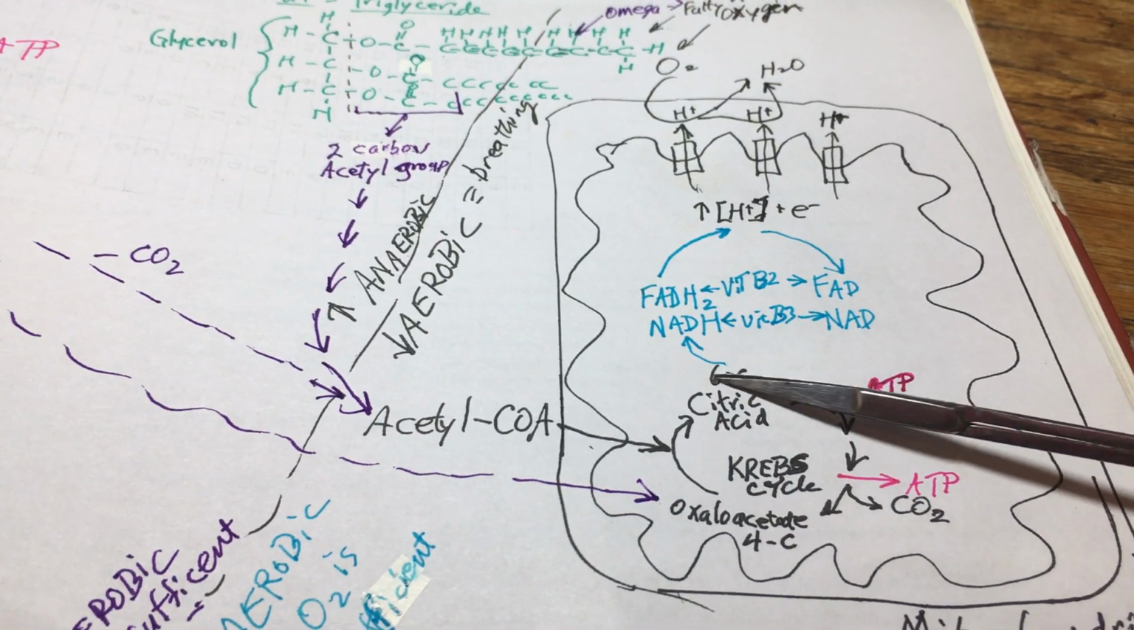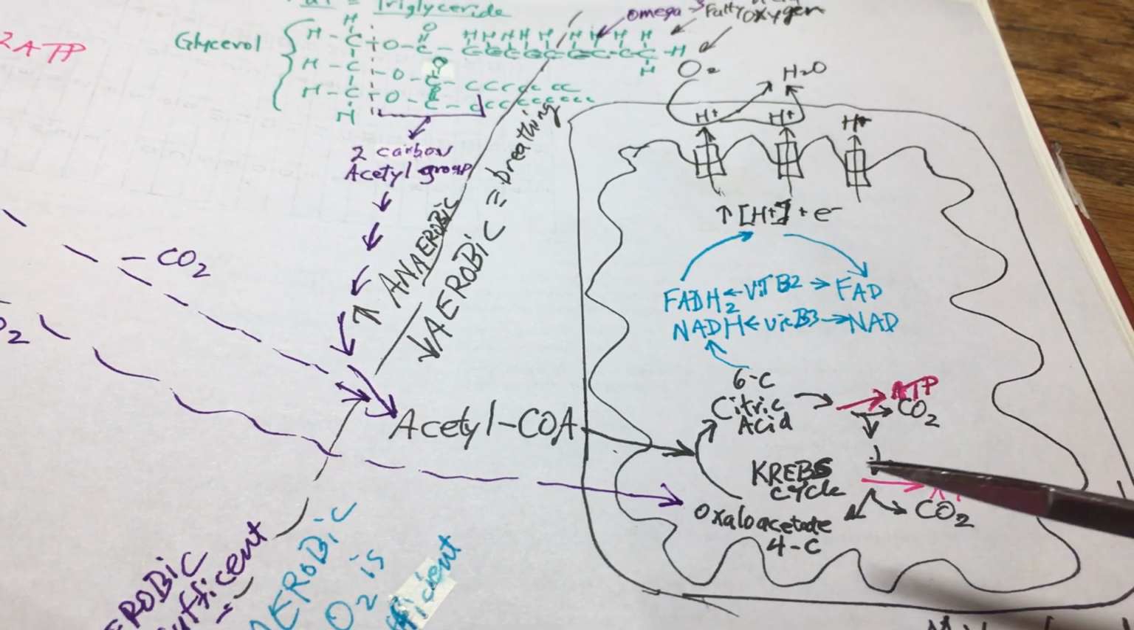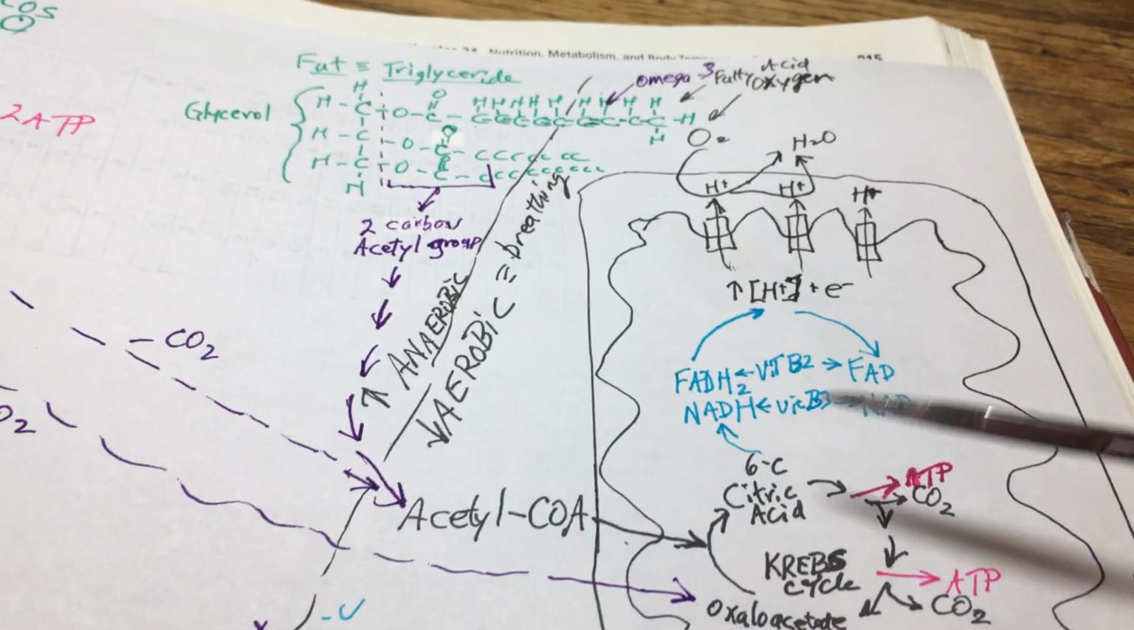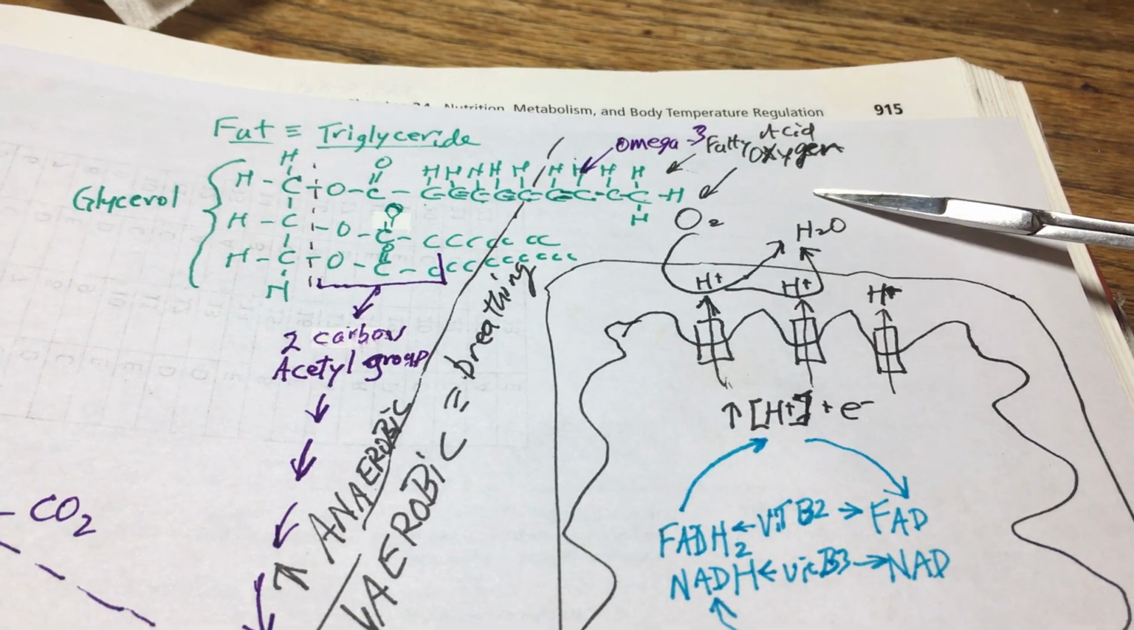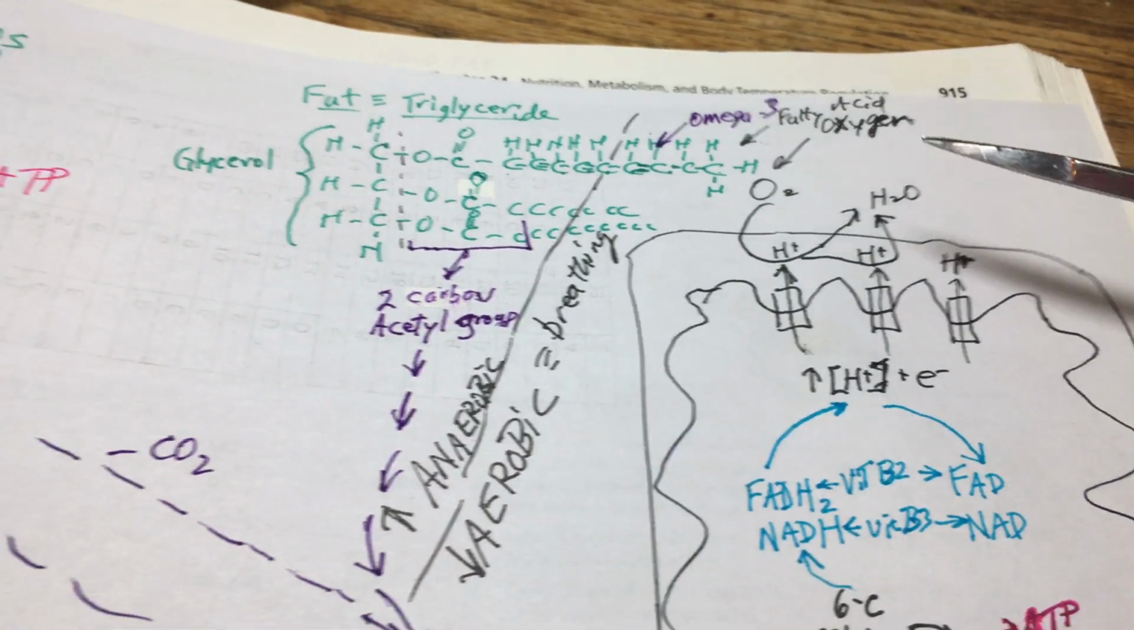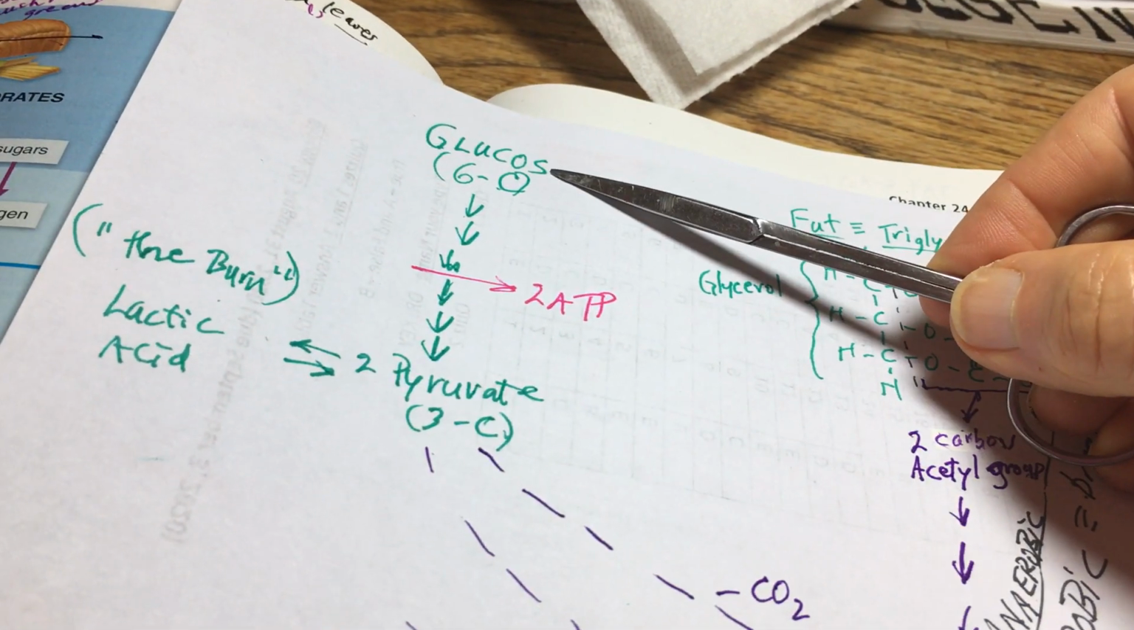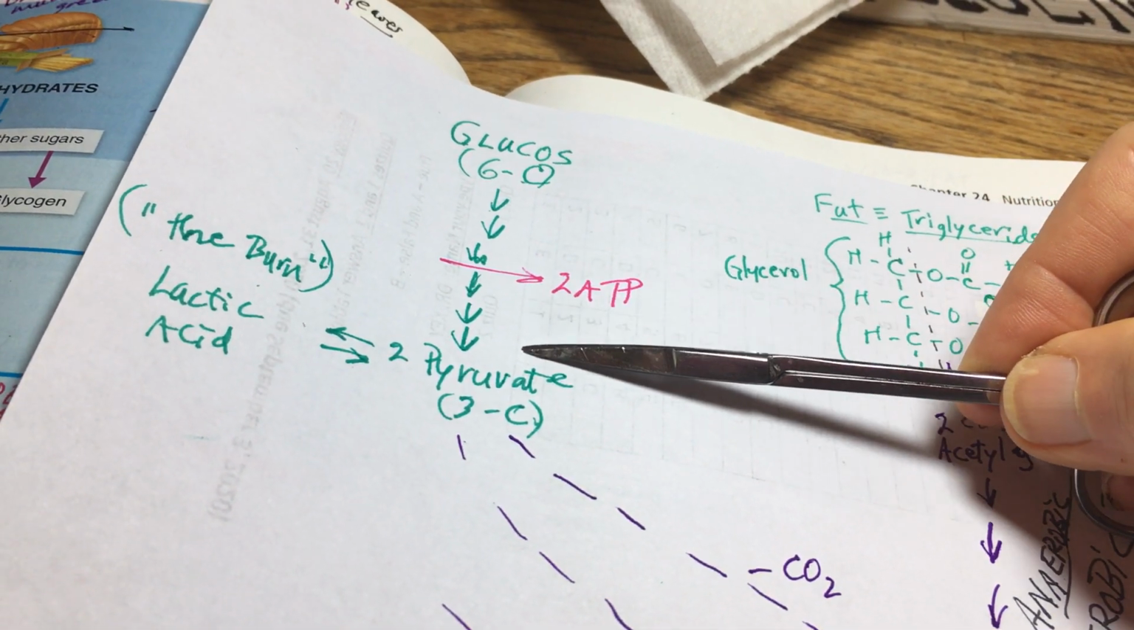Inside of the mitochondria, we have the Krebs cycle happening. The Krebs cycle must be aerobic. It can only be aerobic. It requires oxygen. So let's get started here with glucose, breaking down glucose to pyruvic acid.